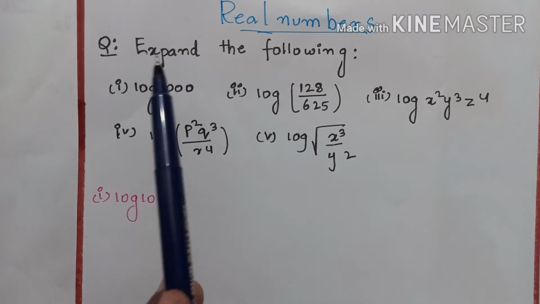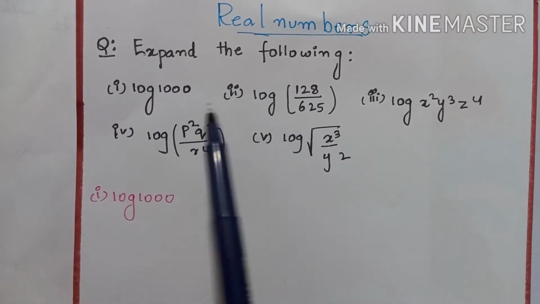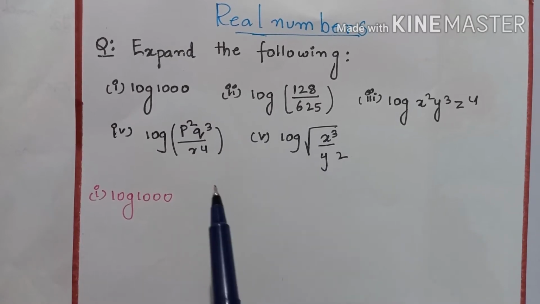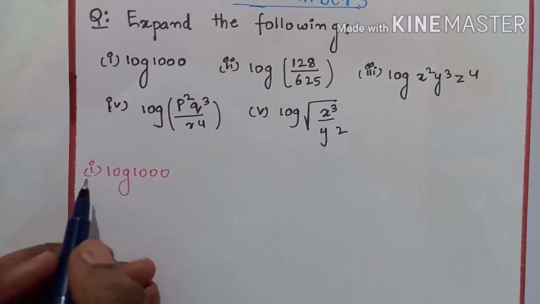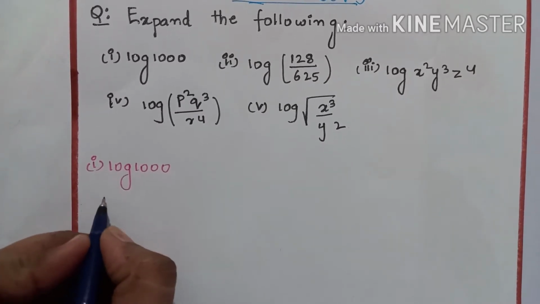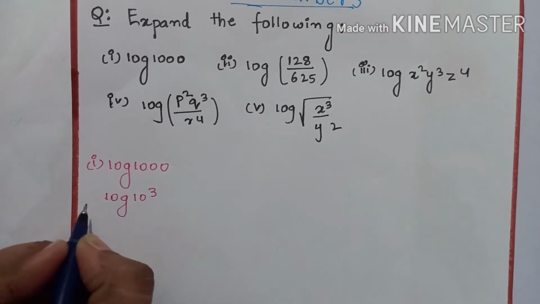Now let's start the first question. Expand the following. In this question, there are 5 sub questions. We'll solve each one of them carefully. Okay. Now let's start. The solution. The first one is log 1000. This 1000 can be written as 10 cube.